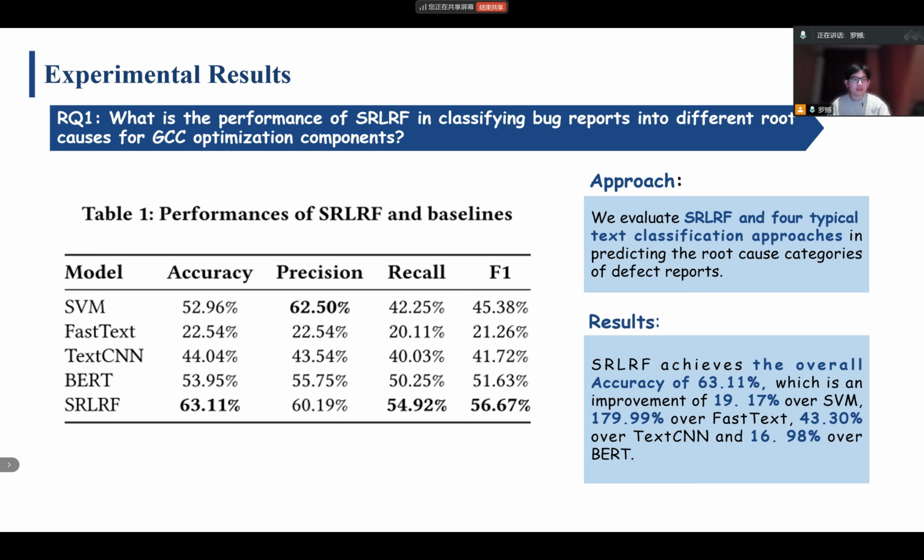63.11%, which is an improvement of 19.17% over SVM, 179.99% over FastText, 14.3% over TextCNN, and 16.98% over BERT.